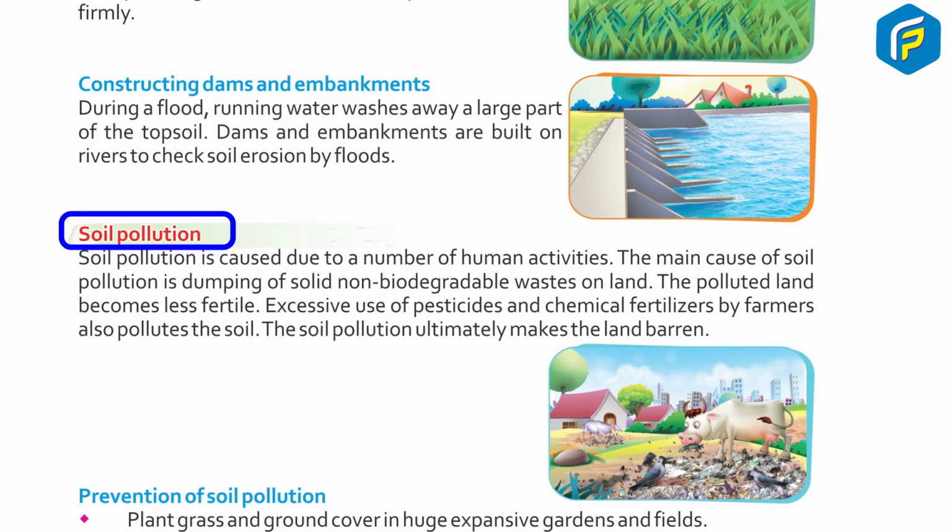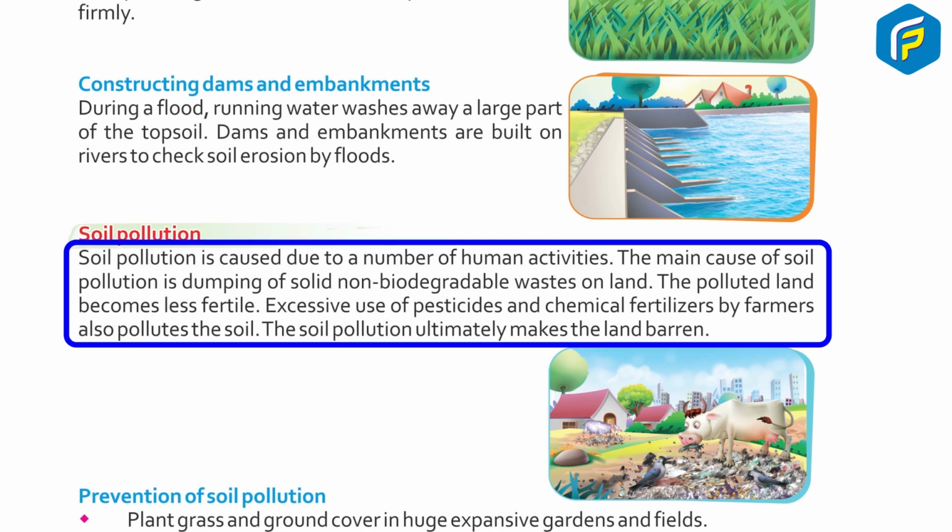Soil pollution. Soil pollution is caused due to a number of human activities. The main cause of soil pollution is dumping of solid non-biodegradable wastes on land. The polluted land becomes less fertile. Excessive use of pesticides and chemical fertilizers by farmers also pollutes the soil. The soil pollution ultimately makes the land barren.